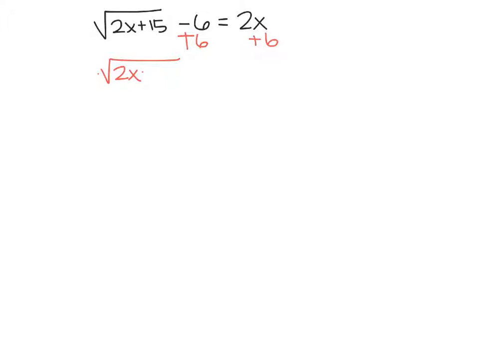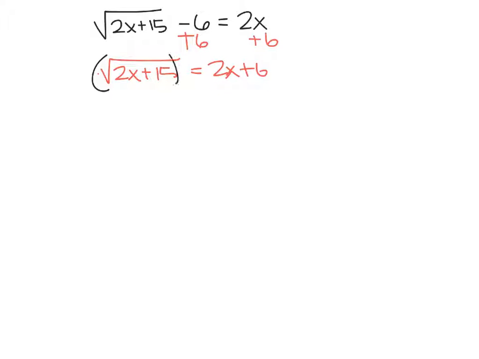Okay, now that third problem was not going to fit on the previous slide, so I've just made a blank slide here, and we'll do this third example. Actually, I think this is the fourth example. Okay, so on this one, the square root is not by itself yet, so step 1 is going to be to add 6. So 2x plus 15 equals 2x plus 6.